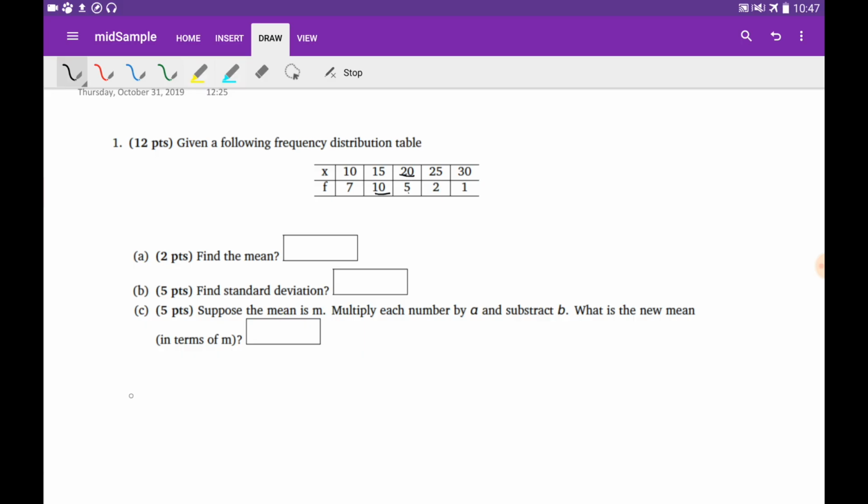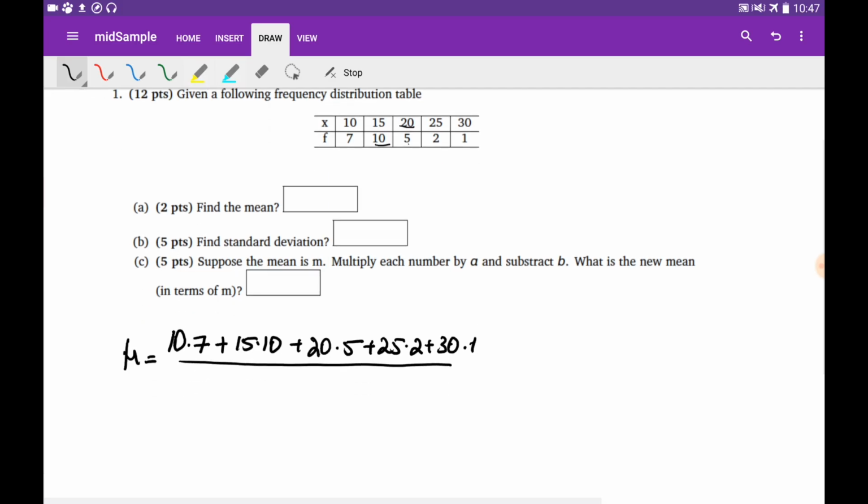So in order to find the mean, as you remember, we need to sum all the numbers, right? So there are 7 tens, we have to sum them, which is going to be 70, right? Or you can write this as 7 multiplied by 10. There are 10 15s, we can sum 10 15s, or we can just multiply 15 by 10, plus 20 multiplied by 5, plus 25 multiplied by 2, plus 30 multiplied by 1, and we have to divide all of this by the number of numbers in our sample, right? Which is going to be 7, plus 10, plus 5, plus 2, plus 1. So which is going to be 400 divided by 25, which is 16. So the mean of the sample is going to be 16.